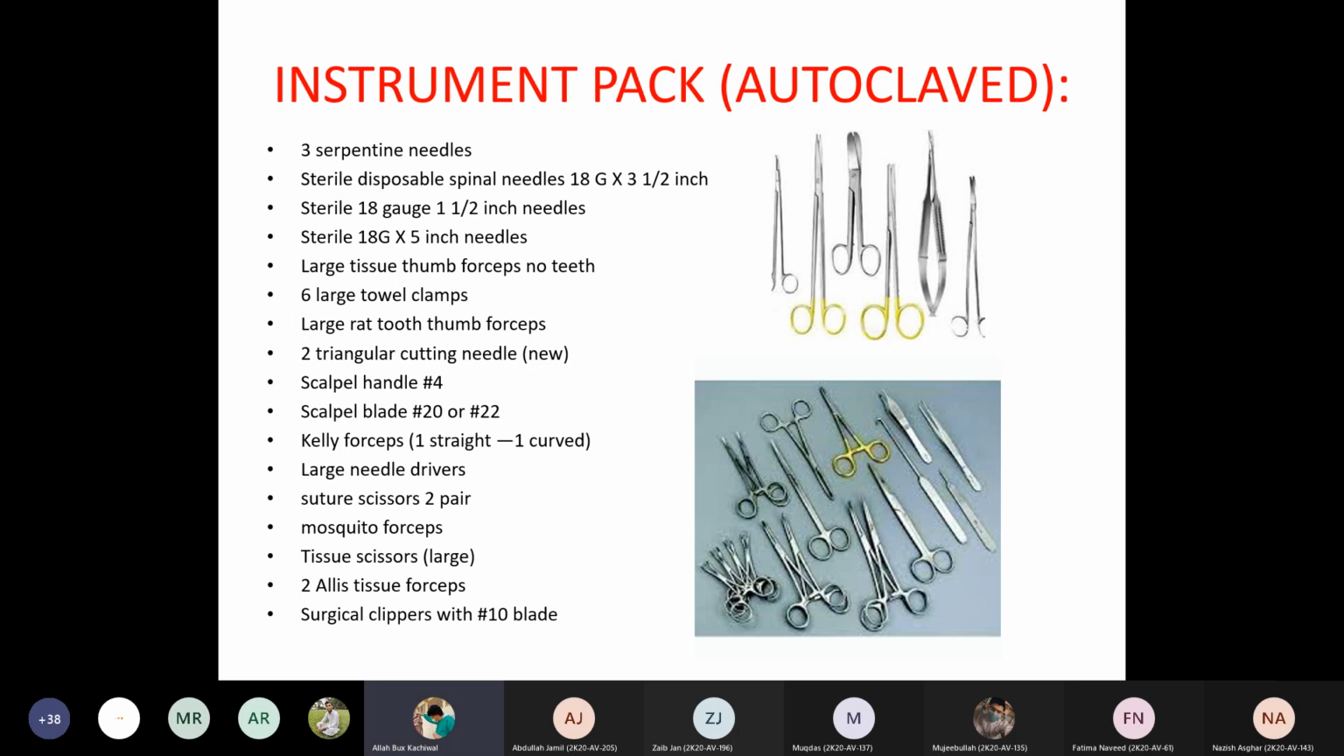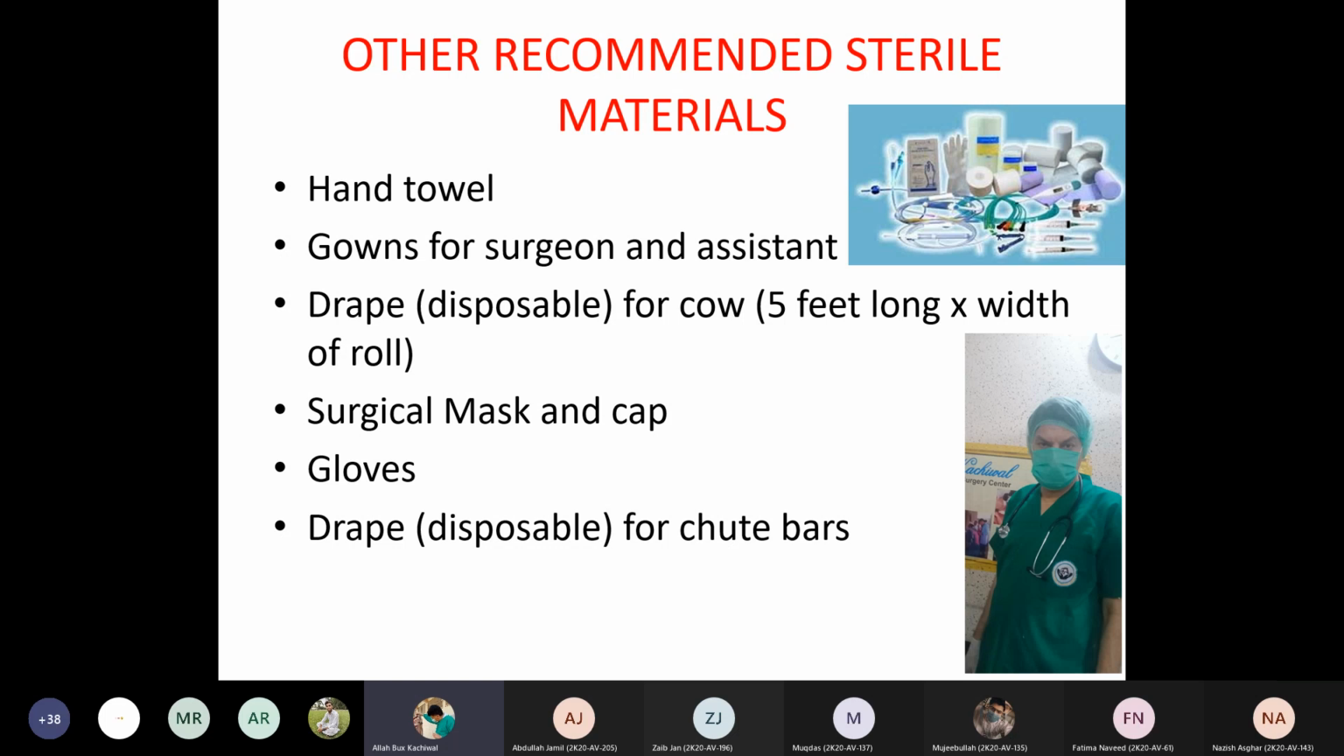These are the instruments which should be autoclaved. So before operating on the animal for fistulation, you have to arrange the instruments, then the material, and lastly the hand towels, because of the material required for the preparation of a surgeon. You have the gowns for the surgeon and assistant, whereas the disposable drape for a cow is 5 feet long in width with a roll. The surgical mask and cap are required for the surgeon. Then hand gloves are required to be worn, and a disposable drape for a shoot, whereas the drape has to cover the area.